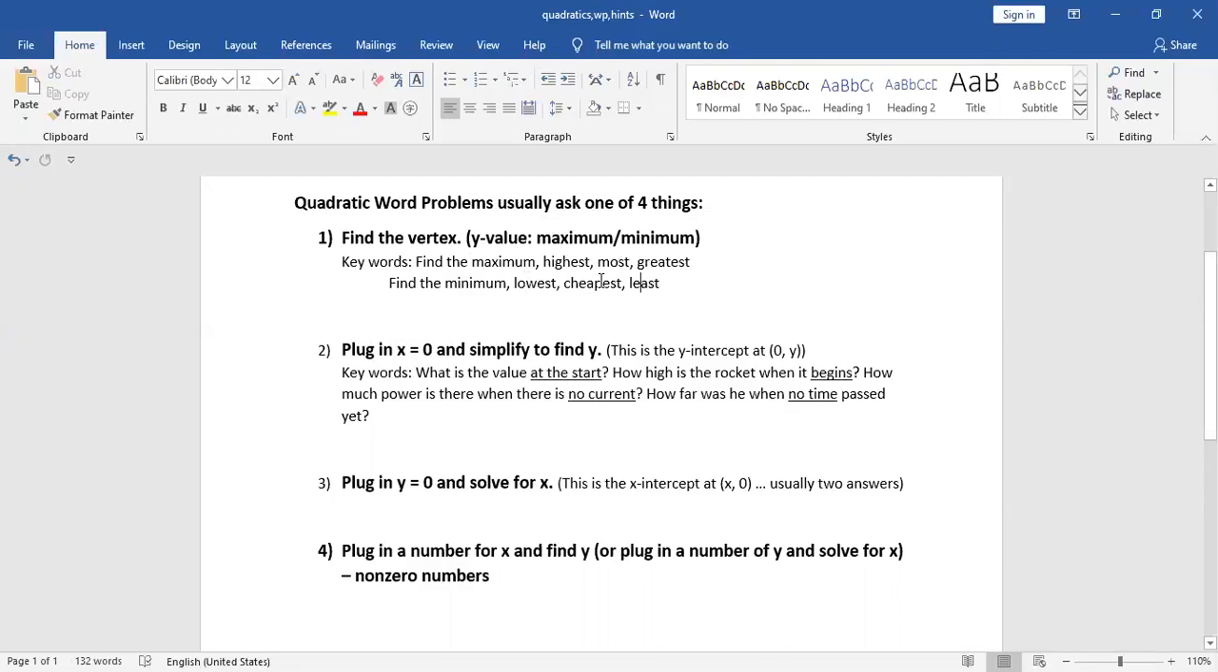If you do not see that kind of extreme language, then they're going to be asking for one of these other things. So the first other thing is for you to plug in x equals 0 and simplify to find y. So basically, if they're not asking for the vertex, they have to give you a number. So somewhere in the problem, there's going to be a number. They might give you a number for x and say plug in x equals 0 and simplify to find y.